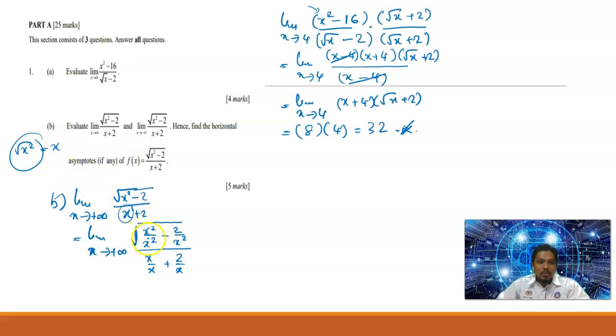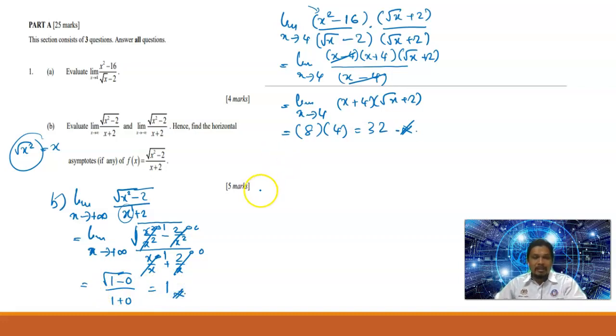Okay, so x squared divided by x squared equals 1. 2 divided by x squared equals 0. Then here we have 1 and here we have 0. So what do we get then? It's going to give you the square root of 1 minus 0, divided by 1 plus 0. So the square root of 1 minus 0 equals 1. So 1 divided by 1 equals 1.